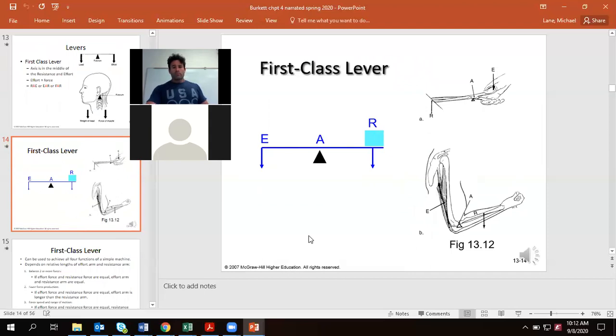Another first class lever is the tricep. The tricep is right behind the axis here, and that's going to be lifting the resistance that's going through the front of the arm. Scissors are another example of a first class lever.